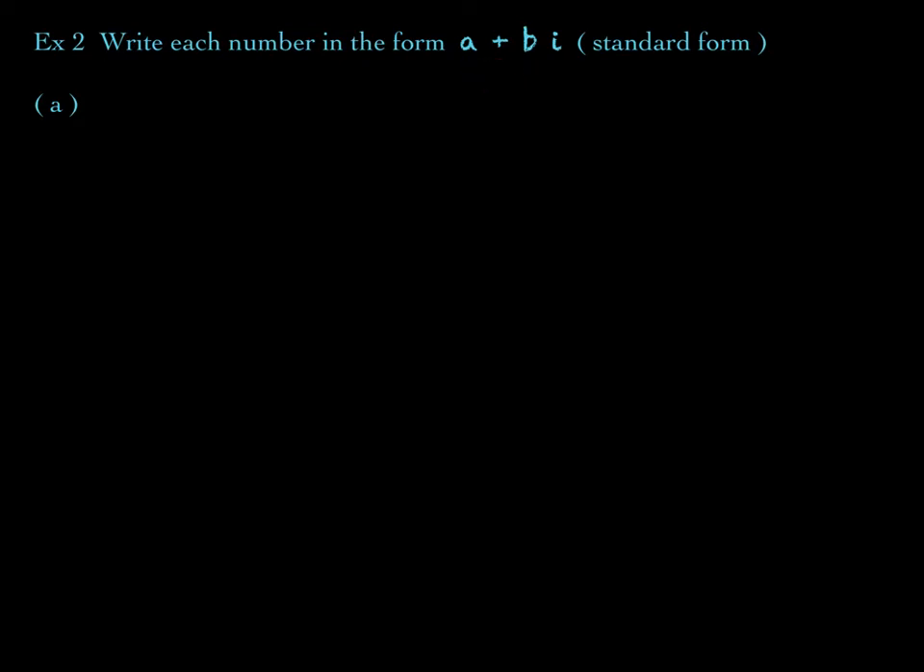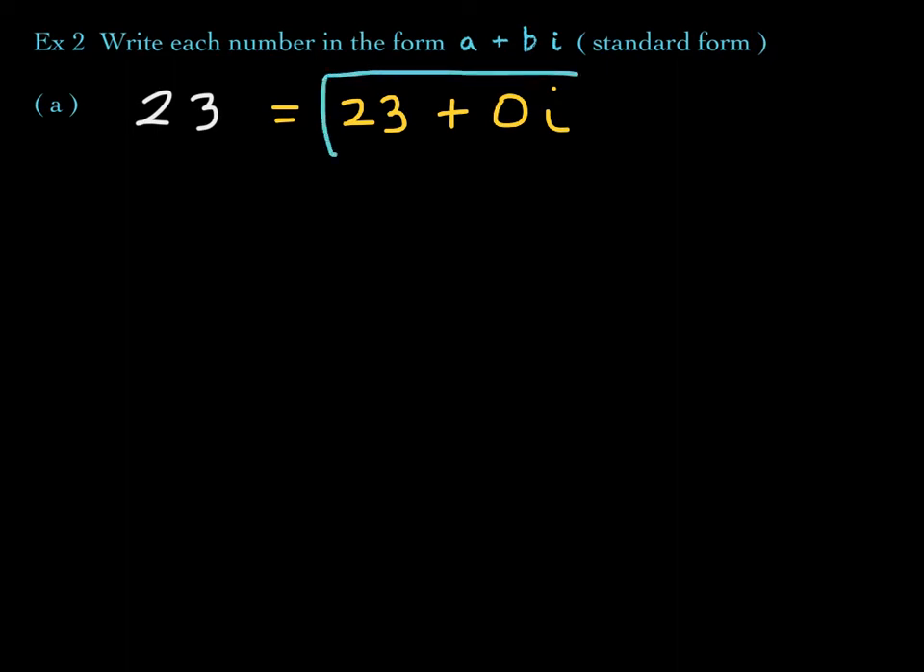The first number they want you to rewrite in standard form is 23. So all they really want you to do is rewrite this so that you can see the real part and the imaginary part. So basically, they want you to rewrite 23 as 23 plus 0i. That's it. So 23 is equivalent to 23 plus 0i.